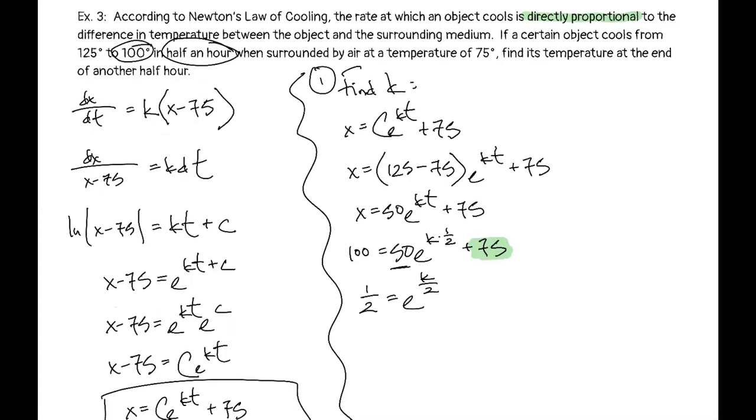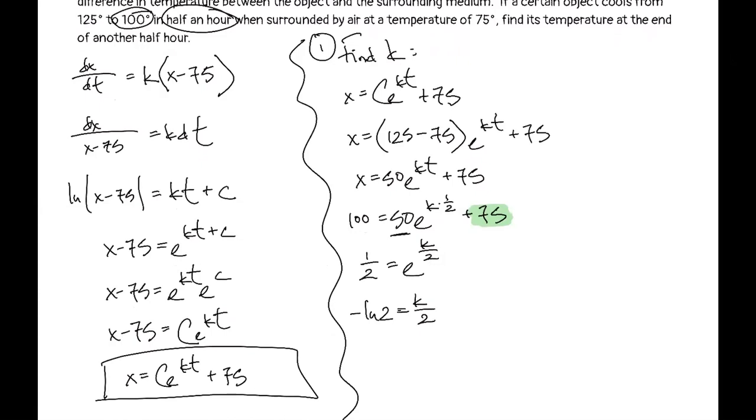Now I'm going to natural log both sides. I know that 1/2 is going to be negative natural log 2 equals k over 2. So then k equals -2 natural log 2.